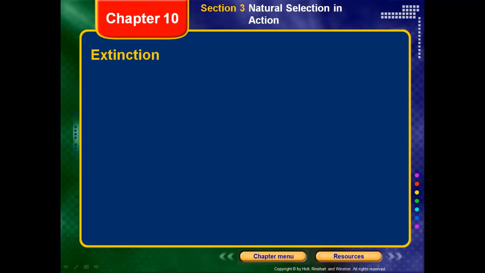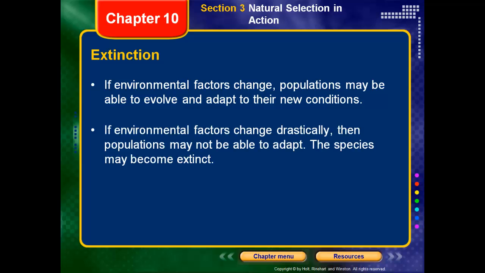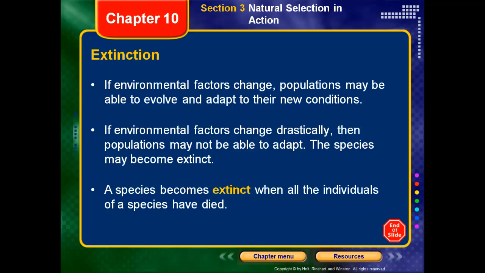So what happens if individuals can't adapt to the new environment? If you have environmental factors changing, then the populations may be able to evolve and adapt to their new conditions if there are some individuals that have traits that allow them to survive with these new environmental factors. But if the environmental factors change drastically, then the populations may not be able to adapt because you might not have any individuals that have any genetic traits that they can pass on to their offspring that help them adapt. Then the species can become extinct. Extinction is when all of the individuals of a particular species have died.